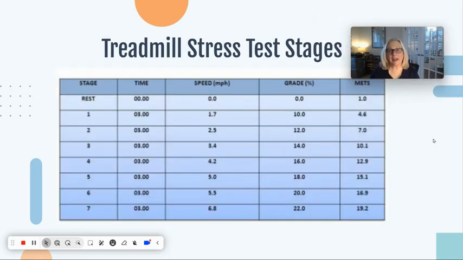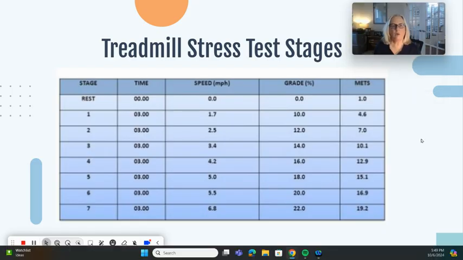All right, so these are the phases of the Bruce protocol. Okay. So you can see that stage 1 here, they all are 3 minutes. And we start at 1.7 miles per hour at a 10% grade. I mean, just 1.7 is really slow. I know you guys are going to be like, this is so slow. It's kind of awkwardly slow, but it's on a hill. So the hill is what gets everybody, okay?